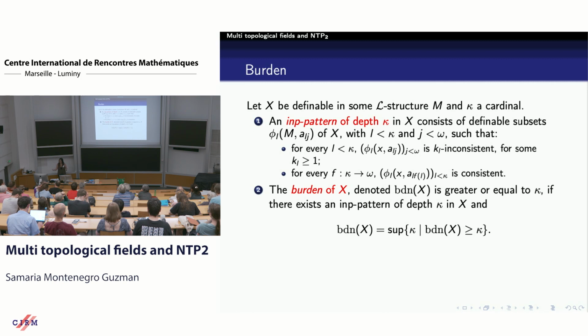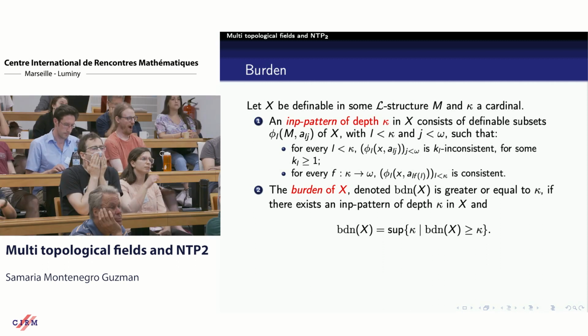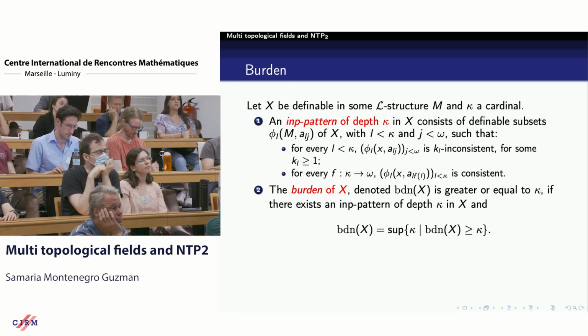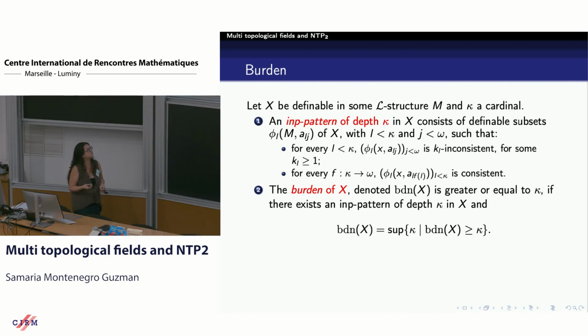The burden of a set will be greater or equal to kappa if you can find an ict-pattern of depth kappa in the set, and you can define, if you want, the burden as the supremum of the kappa such that the burden of the set is bigger than kappa, okay?